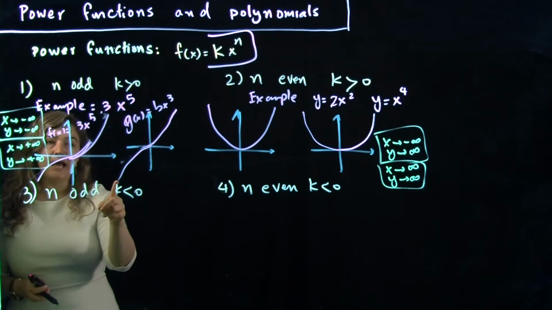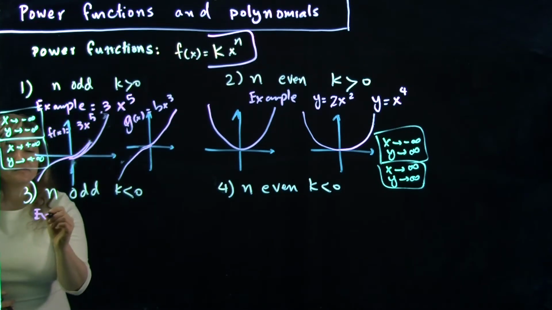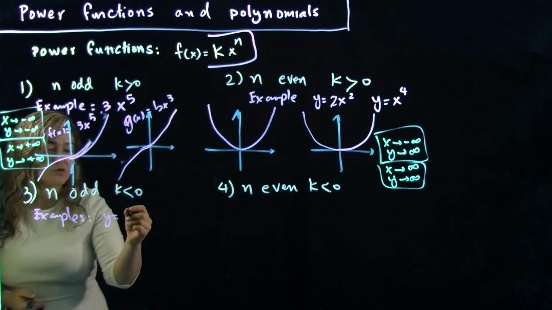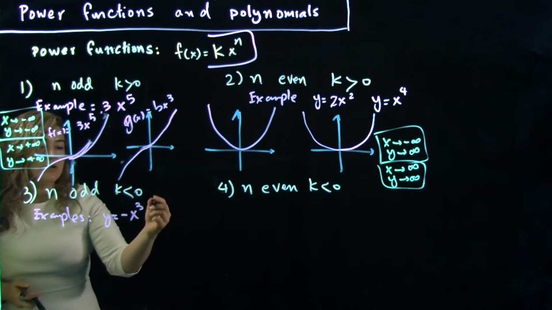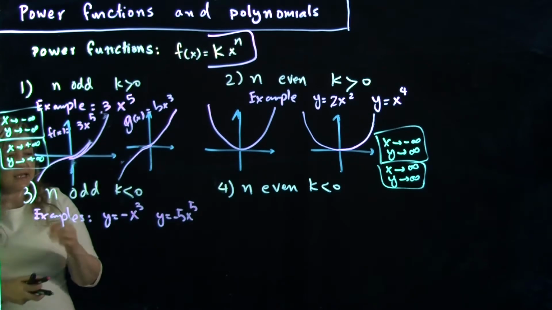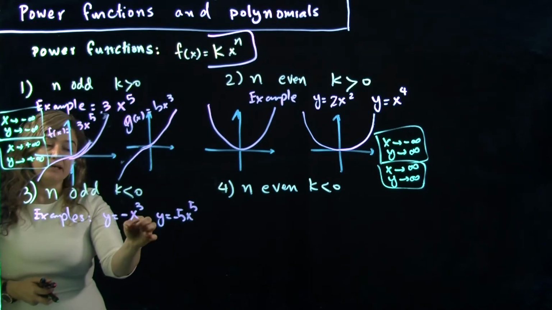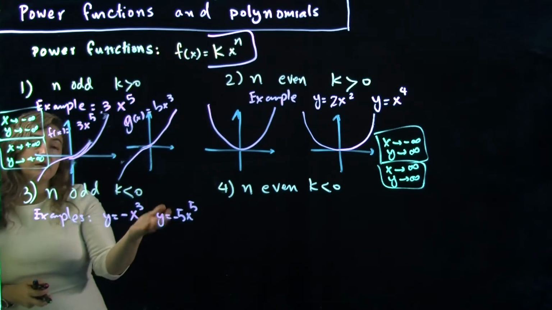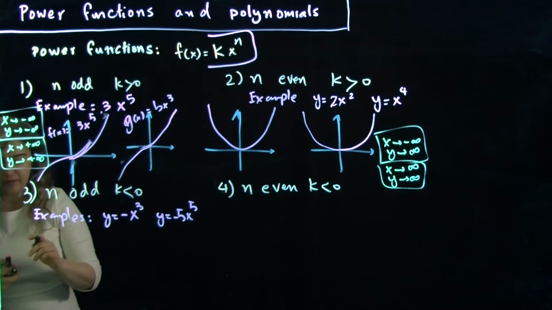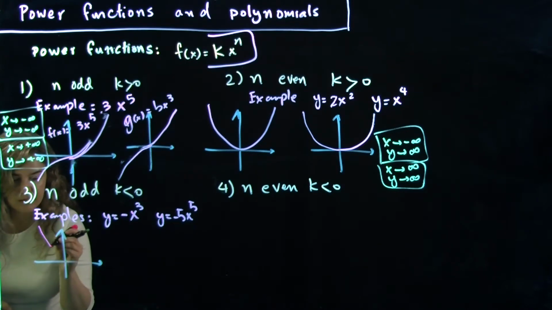How about if n is odd and k is less than 0? What are the examples? Let's say y equal to, k is less than 0, so negative x to the power 3, or y equal to negative 5x to the power 5, and so on and so forth. In this case, if I plug in positive values in here, I get a negative value, and if I plug in a negative value in here, I get a positive value. So it goes this way rather than going that way with that one. So approximately, again, it looks like this.